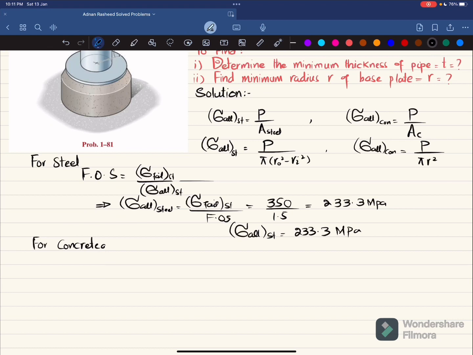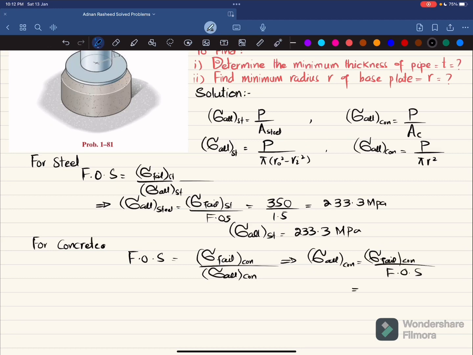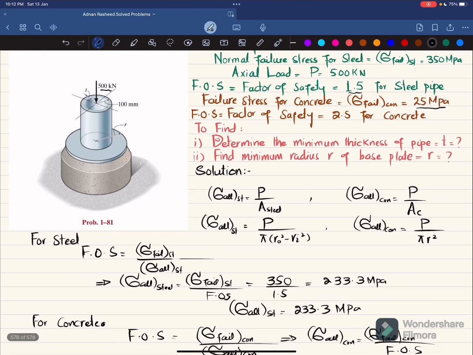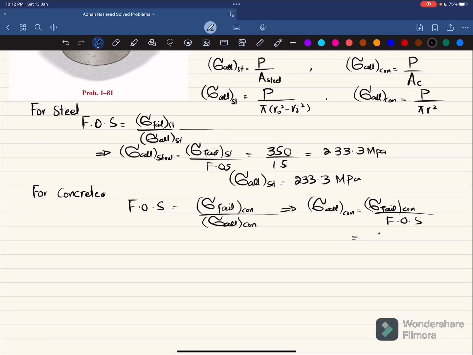we have also the same formula, which is that factor of safety is equal to failure stress in concrete divided by allowable stress in concrete. So from here, you will get allowable stress in concrete is equal to failure stress in concrete divided by factor of safety. So put the value, failure stress is 25 in concrete and factor of safety is 2.5. So I will write 25 divided by 2.5 will give you 10 megapascal. Clear? Concrete.